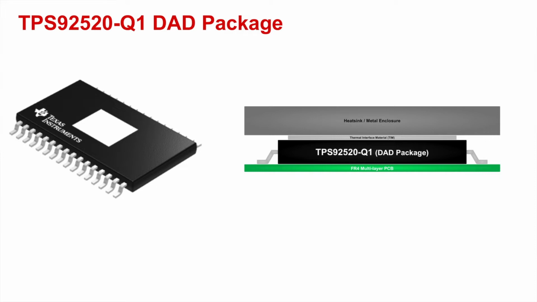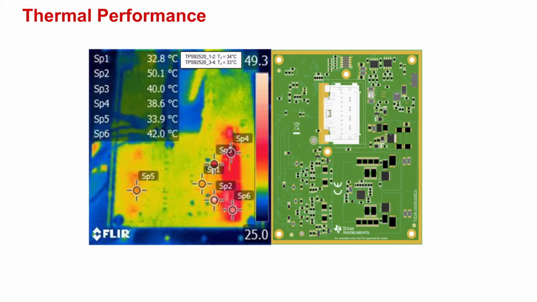The TPS92520 is synchronous, so the low-side diode, which is the largest and hottest component in a typical ECU power design, is eliminated. It also has a top thermal pad package, which allows direct thermal coupling of the buck IC to the enclosure, which typically doubles as the heatsink for the ECU module. This improves the overall system thermal performance since the power dissipation does not have to travel through the PCB and allows the module to run much cooler than conventional designs.